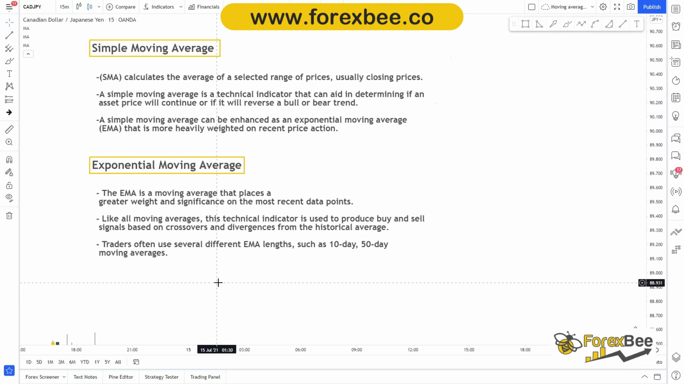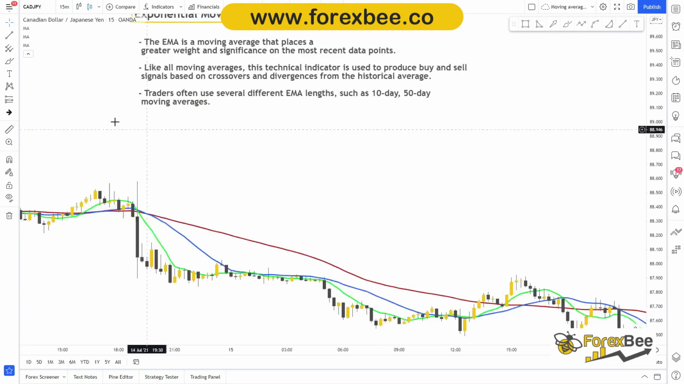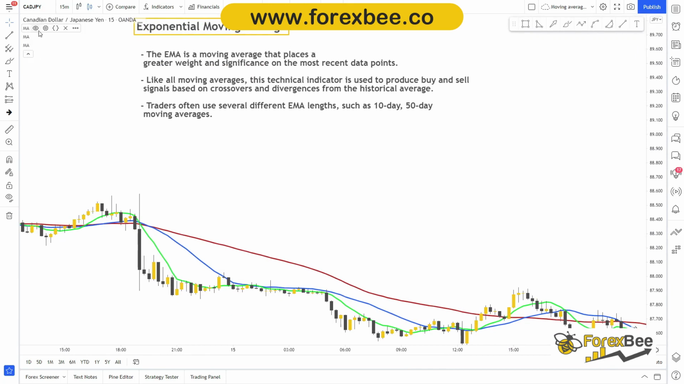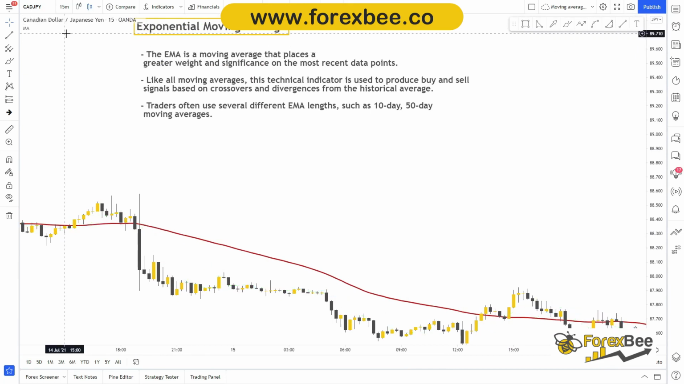So now let me show you how you can put the moving average indicator on the chart. Let me just remove these indicators from here, and here I am in TradingView. So let me just remove these.